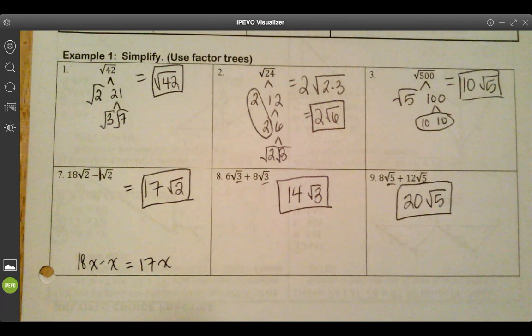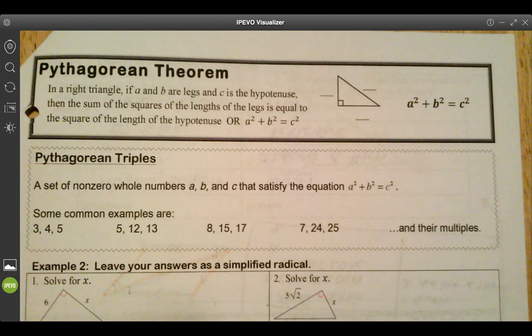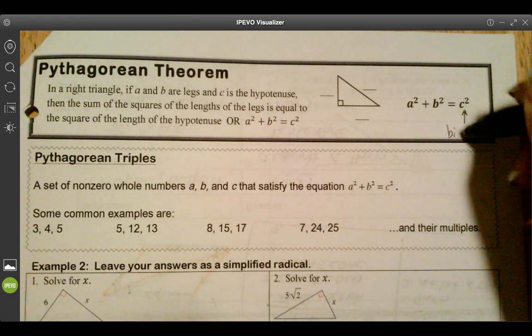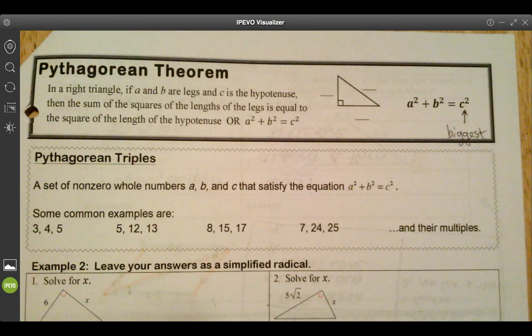Let's take a look at the next page. So the Pythagorean theorem, hopefully you've heard of this. It is one of those theorems that will come up over and over again. It's a squared plus b squared equals c squared, where c is the hypotenuse. So c is always the biggest side, always across from the right angle.